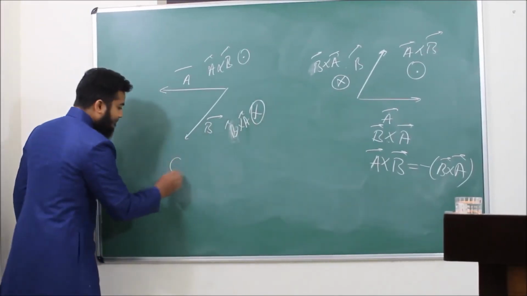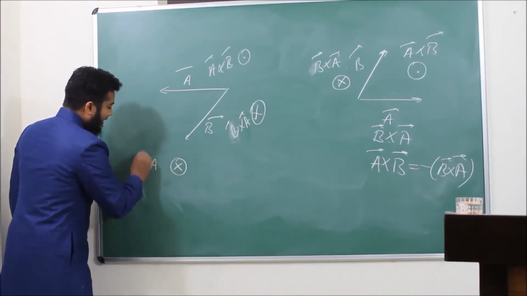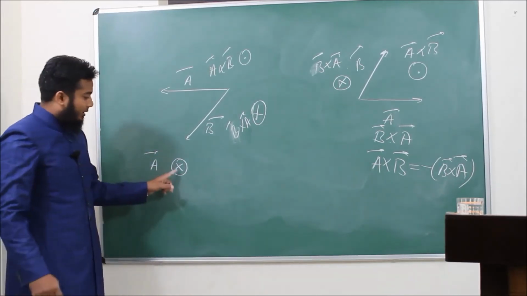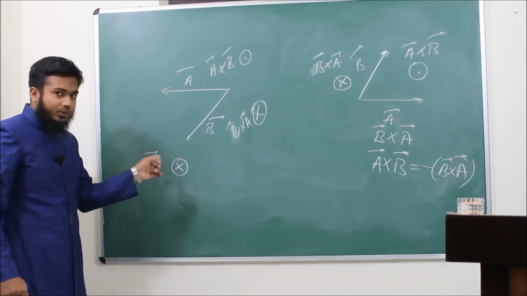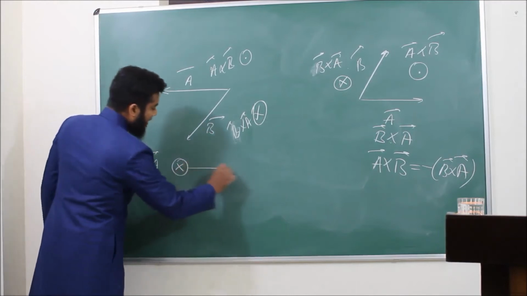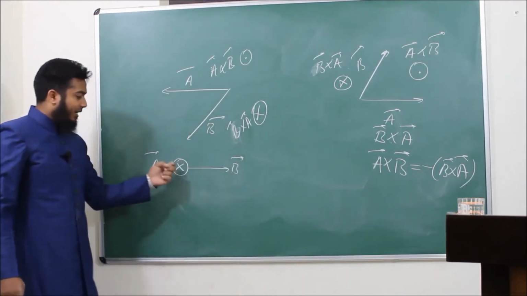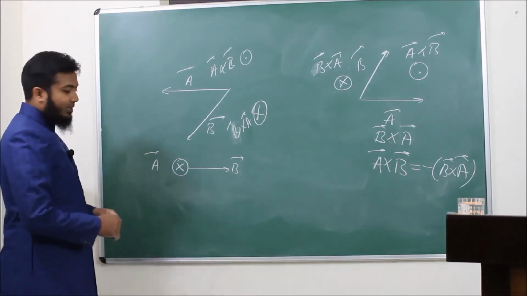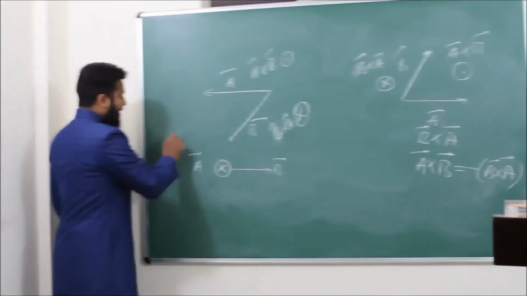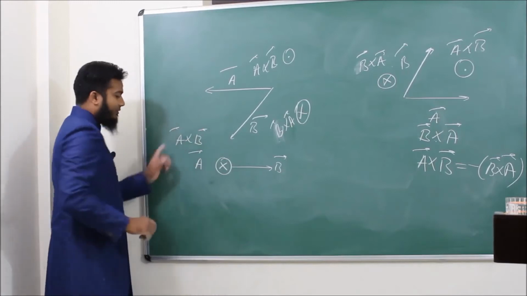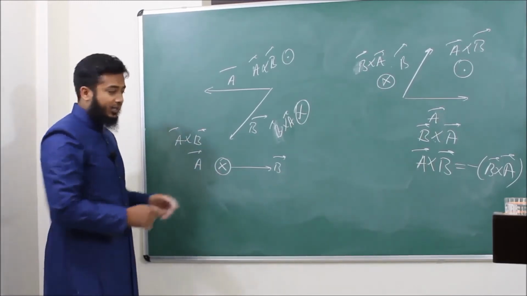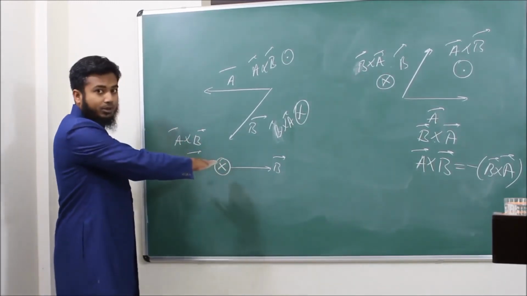Let's see. Now this is A. That means into the board. A is into the board, cross. And this is our B vector. B is towards right and A is into the board. So keep your fingers along the first vector. If you are calculating A cross B, then A is the first vector. So keep your fingers along the first vector, that is into the board.